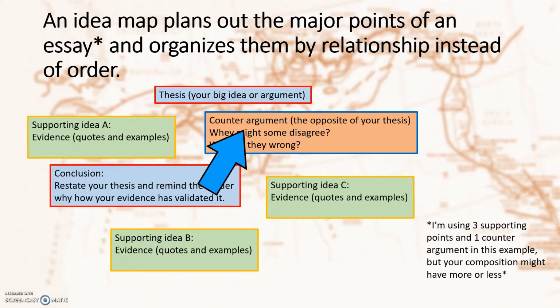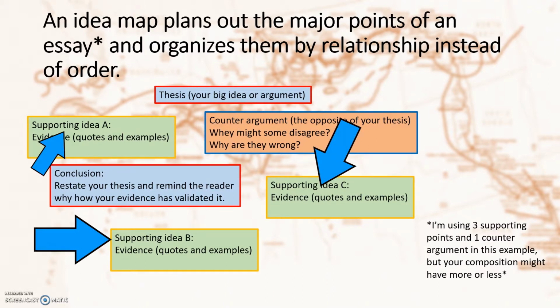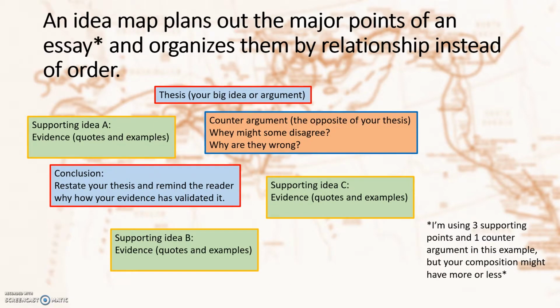we have a counter argument labeled, we have a thesis statement labeled, we have supporting ideas labeled, and a conclusion. So as you can see here, these are not in any particular order, they're just wherever I happen to put them. Now I'm using this particular number of supporting ideas, counter argument, conclusion, and thesis for this example, but in your essays you might have a slightly different configuration. Most people will have something like this, but it is okay to go a little below or a little above the paragraph count depending on your argument.